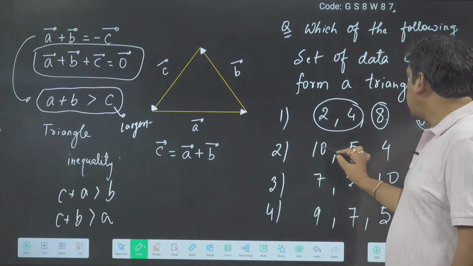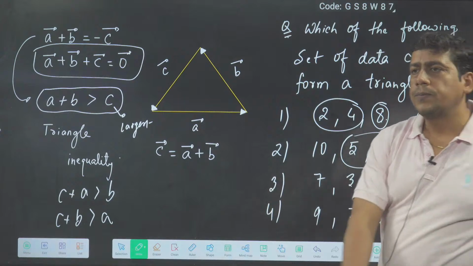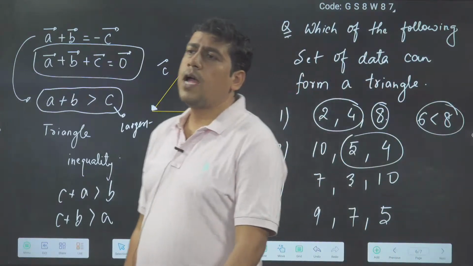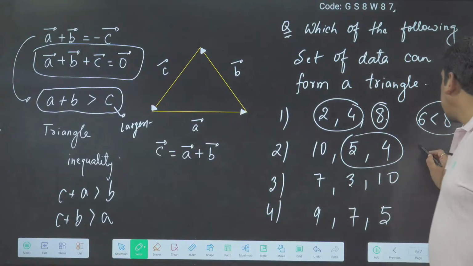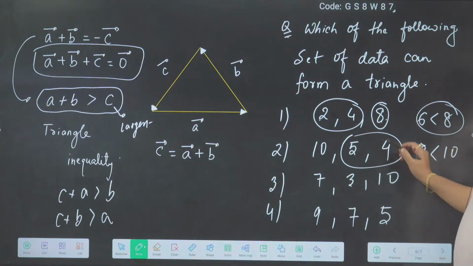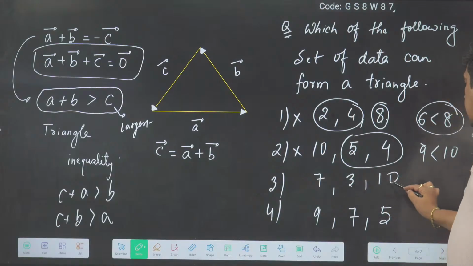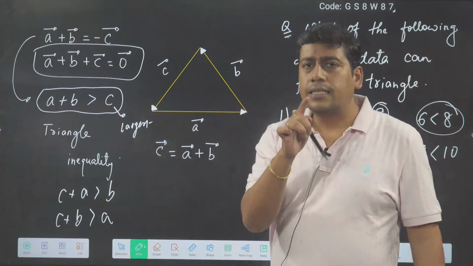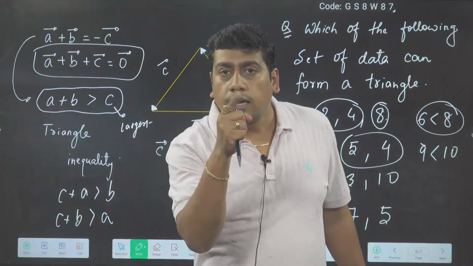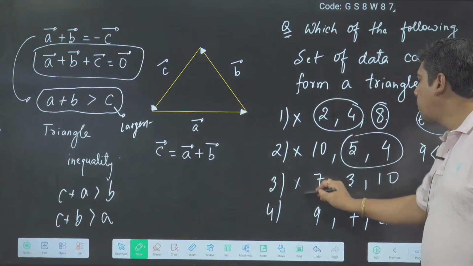Similarly, 10 is largest. 5 plus 4, 9, which is less than the largest side. So this is also not possible. 7 plus 3, 10. But here if you look, I have put the greater than sign. I have not put equal to. So this is also not possible.